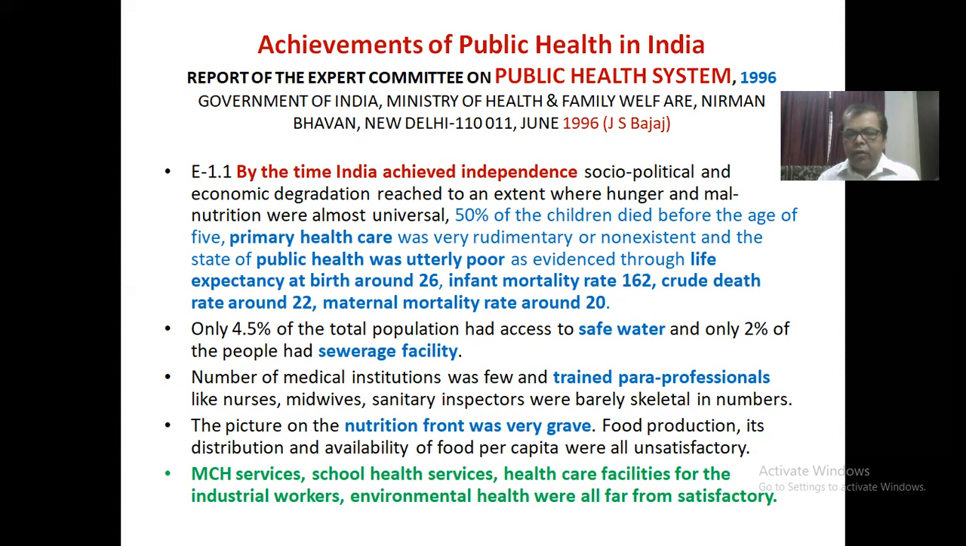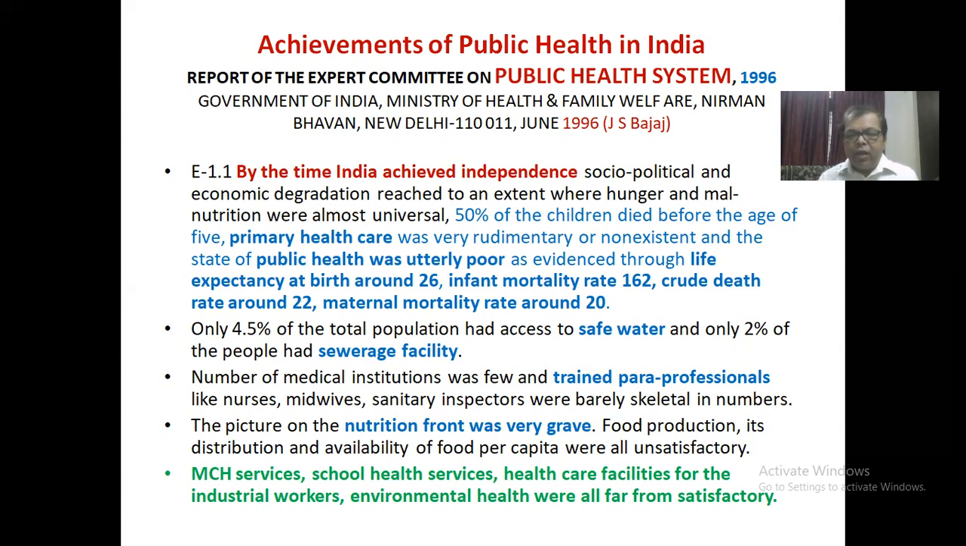50% of the children died before the age of 5. This is the indicator that we need to remember. When we talk about achievements of public health, we need to remember what existed at the time of independence. 50% of the children died before the age of 5. Primary health care was very rudimentary or almost non-existent, and the state of public health was utterly poor, as evidenced by life expectancy at birth of around 26.